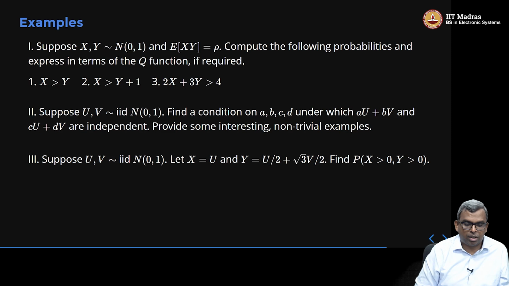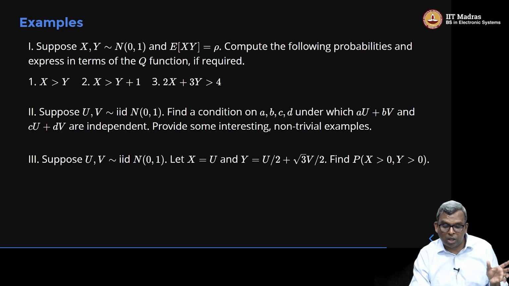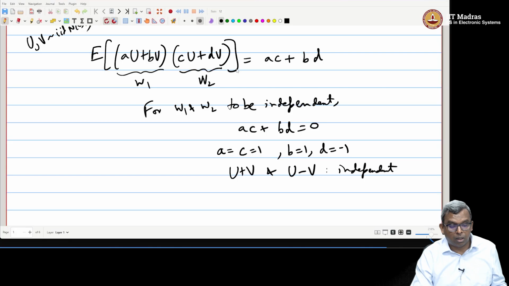So, yeah, that is a non-trivial example I gave you of that. Okay, so let us look at the next problem. U, V are IID normal 0, 1, X is U and Y is U by 2 plus root 3 V by 2. So, you can see X and Y are now correlated, and the question being asked is what is the probability of X greater than 0, Y greater than 0. So, let us write this down.